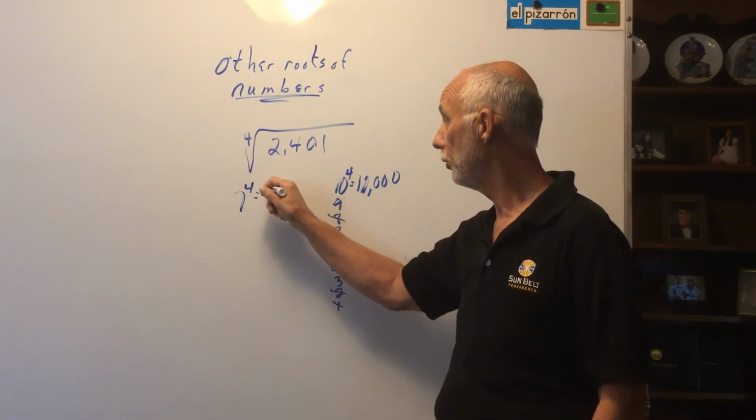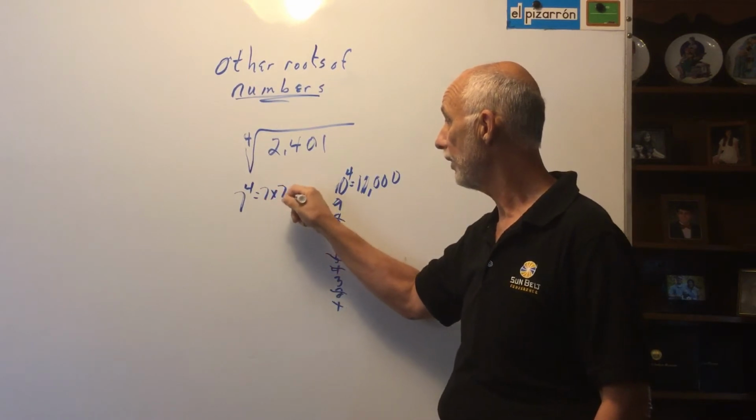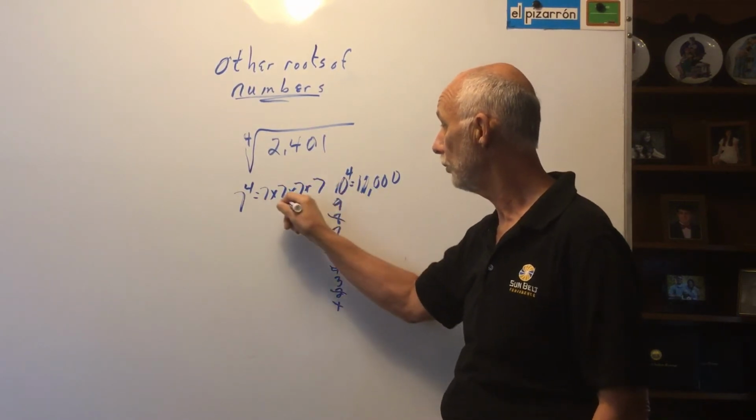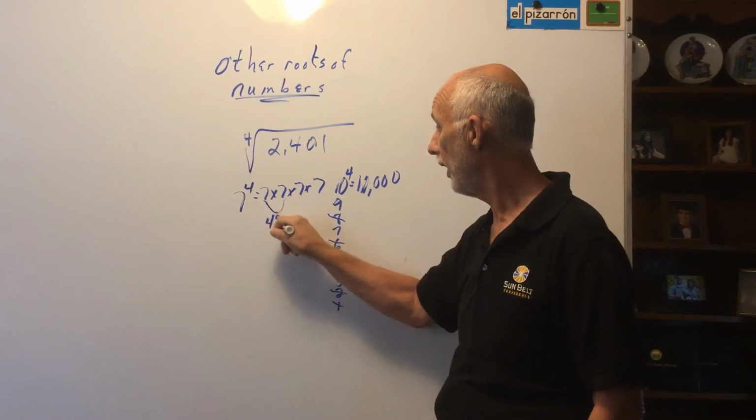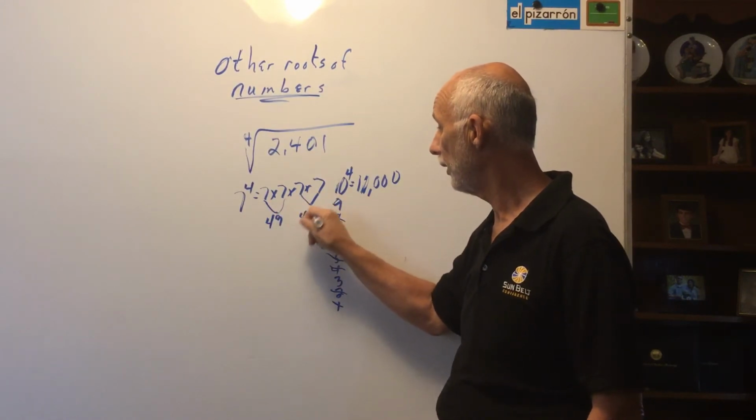You have to check and make sure it is. So see what 7 times 7 times 7 times 7 equals. 7 times 7 is 49. 7 times 7 is 49.